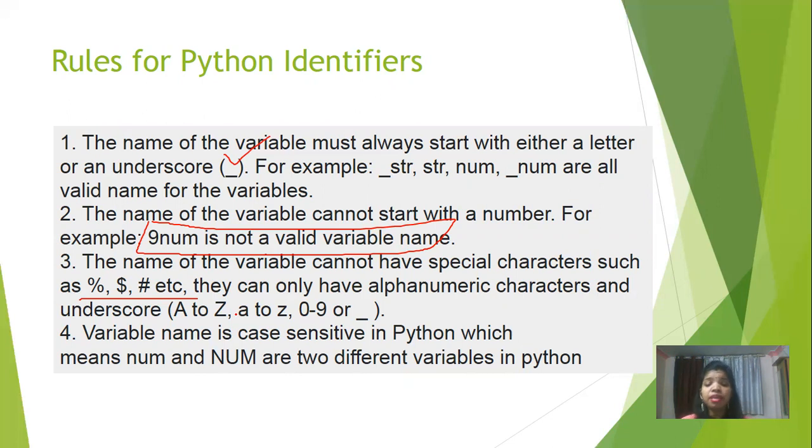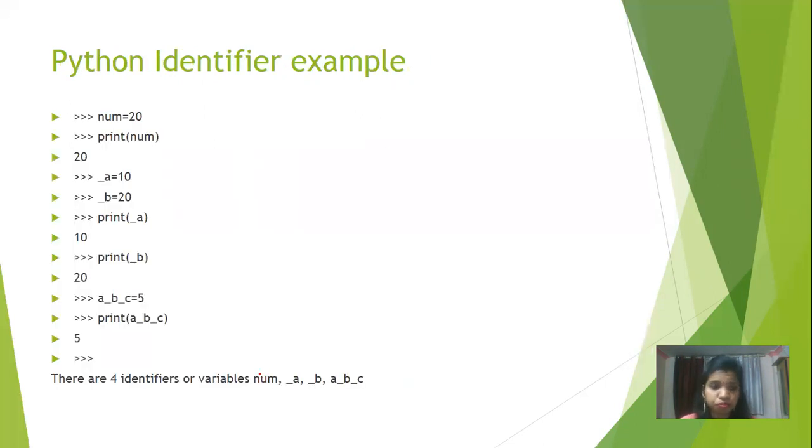And the main important thing, never forget: Python is case sensitive. Small num has a different meaning from capital Num, because it will take both as two different variables. So pause the video, start the IDE, and write with me.